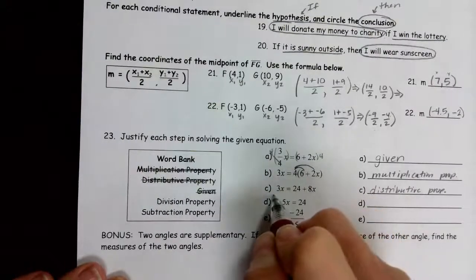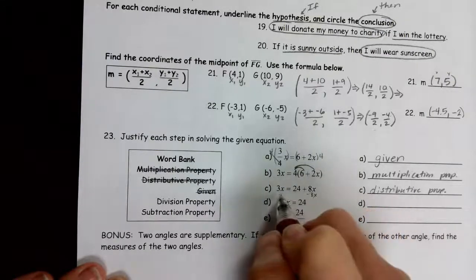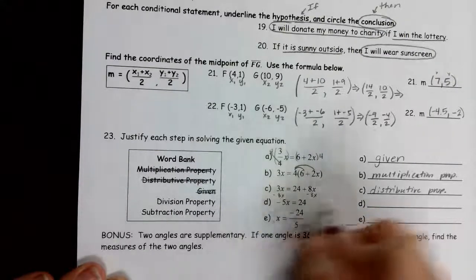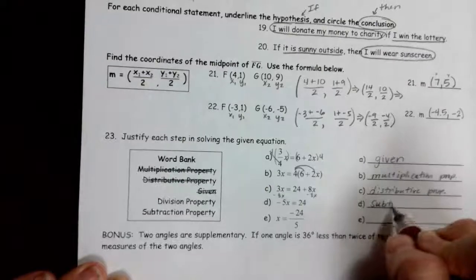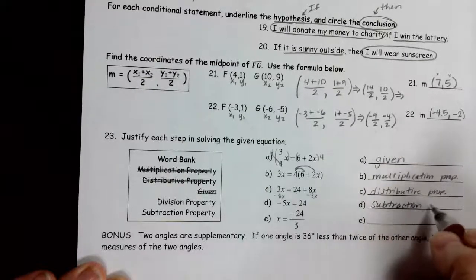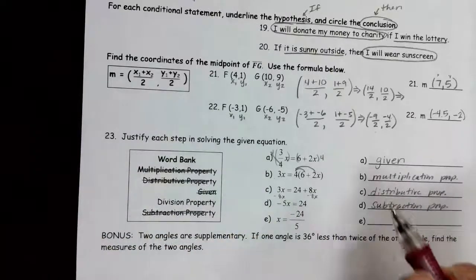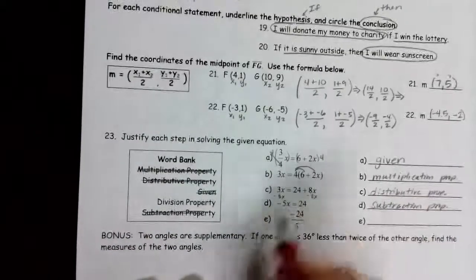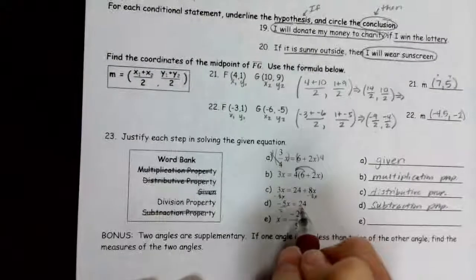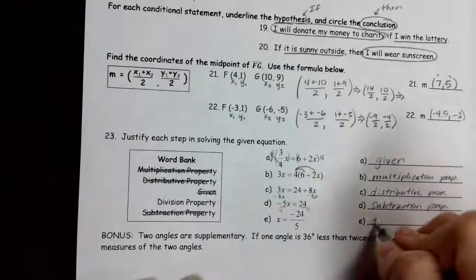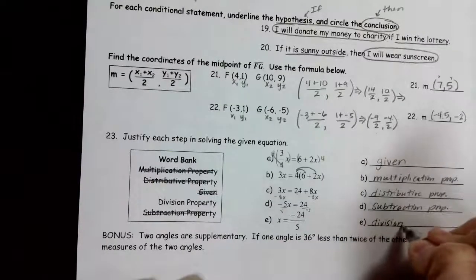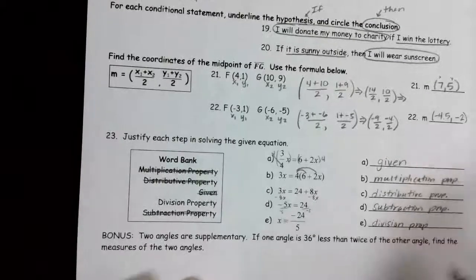Okay, the next step looks like they're getting their x's to one side. So how did they bring that 8x over? Well, they need to do the opposite, so they're going to subtract 8x. So this is called the subtraction property. And then the last step in solving, if I wanted to figure out what my x value was, I would just divide both sides by -5. So this last step is called the division property.